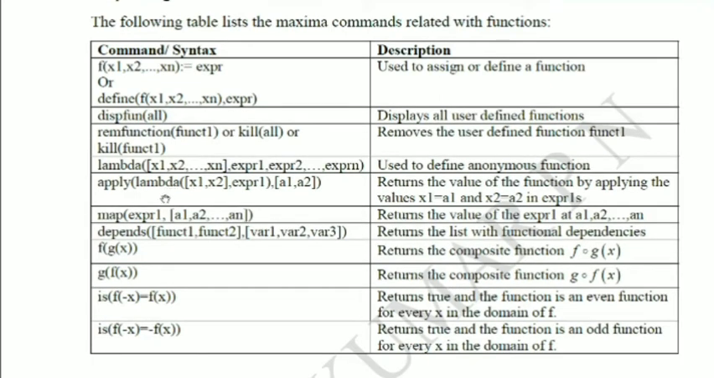The next command is how you are going to assign particular values for an expression. For that, we use apply in brackets. We write this command lambda. For example, I have taken two variables, say x1 and x2, and one expression, expression 1, and we are giving values for variables x1 and x2. We are evaluating expression 1 at x1 equal to a1 and x2 equal to a2. So this returns the value of the function, that is expression 1, by applying x1 equal to a1 and x2 equal to a2.